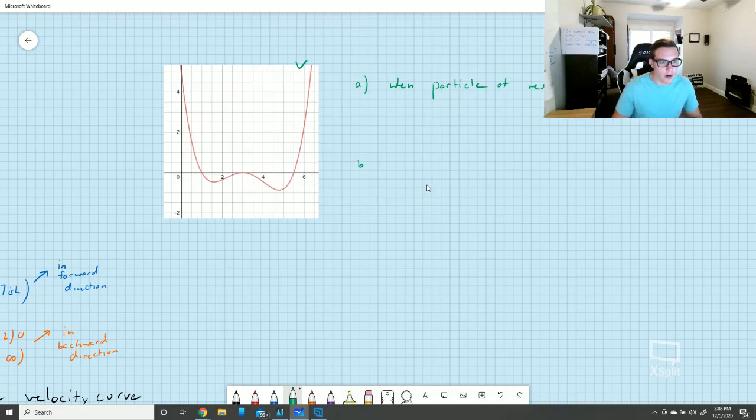Let's see if we can identify moving forward, moving backward, and then let's see if we can talk about speeding up, and let's see if we can talk about slowing down. If you feel like you have a handle on it, I would try doing this ahead of me. That way, you can check yourself and see if you're right.